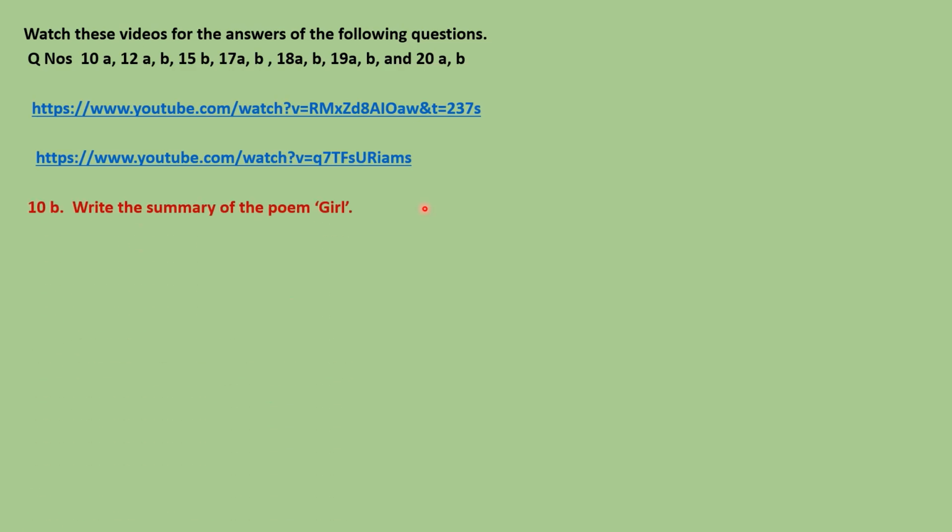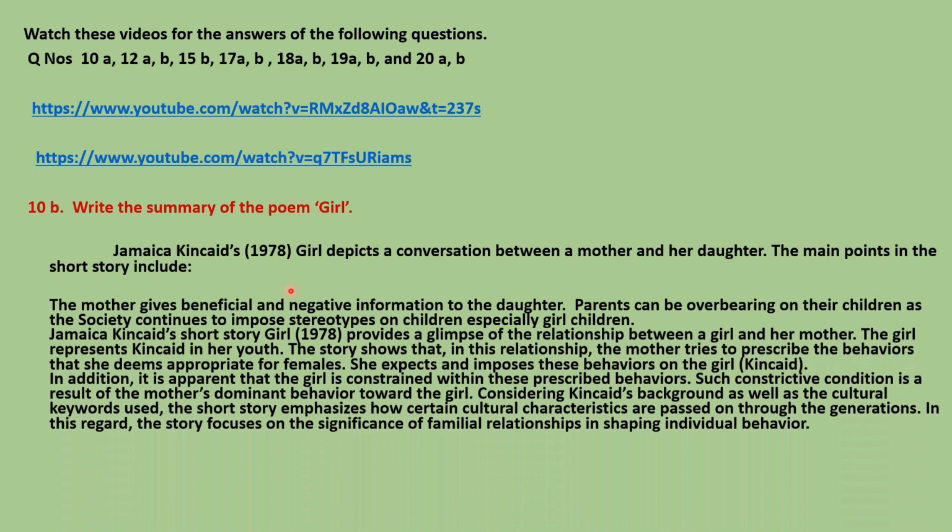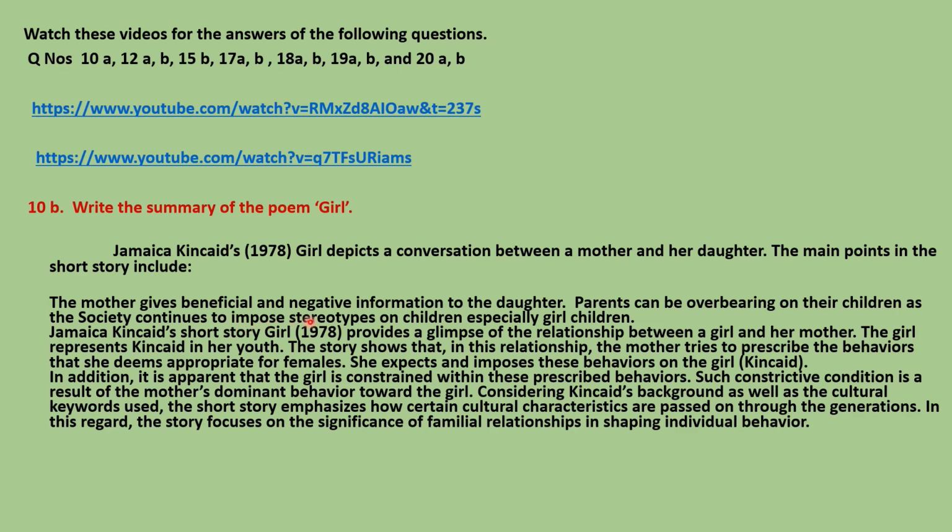10th B, write the summary of the poem Girl. Jamaica Kincaid's poem Girl depicts a conversation between a mother and her daughter. The main points in the short story include the mother giving beneficial but negative information to the daughter. Parents can be overbearing on their children as society continues to impose stereotypes on children, especially girl children. Jamaica Kincaid's short story Girl provides a glimpse of the relationship between a girl and her mother. The girl represents Kincaid in her youth.